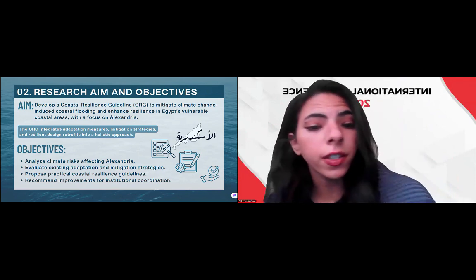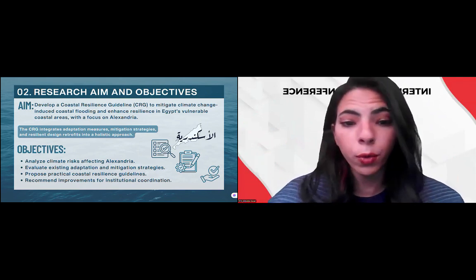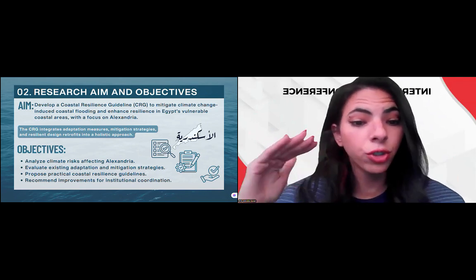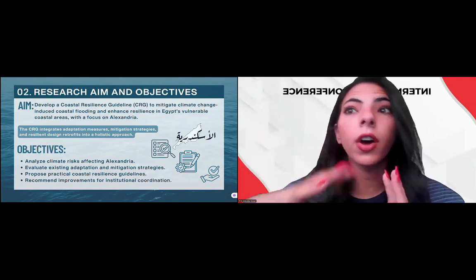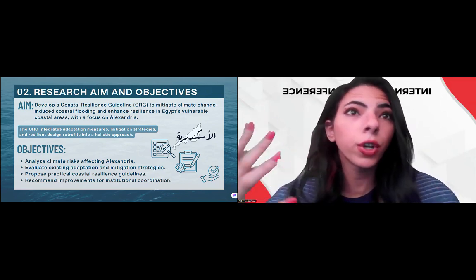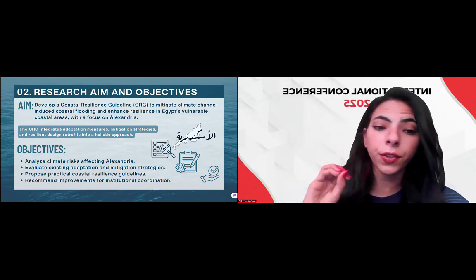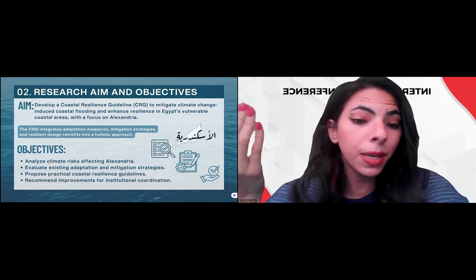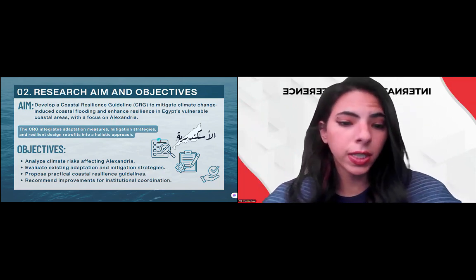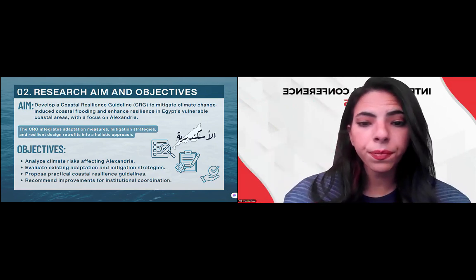So the objectives of the paper were to attain this aim by analyzing the climate risks, particularly, and evaluating the existing adaptation and mitigation strategies. We're going to look at global best practices of similar coastal regions with similar risk, and extract from them the data that is going to be necessary in order to propose practical coastal resilience guidelines, and then recommend improvements based on priority.